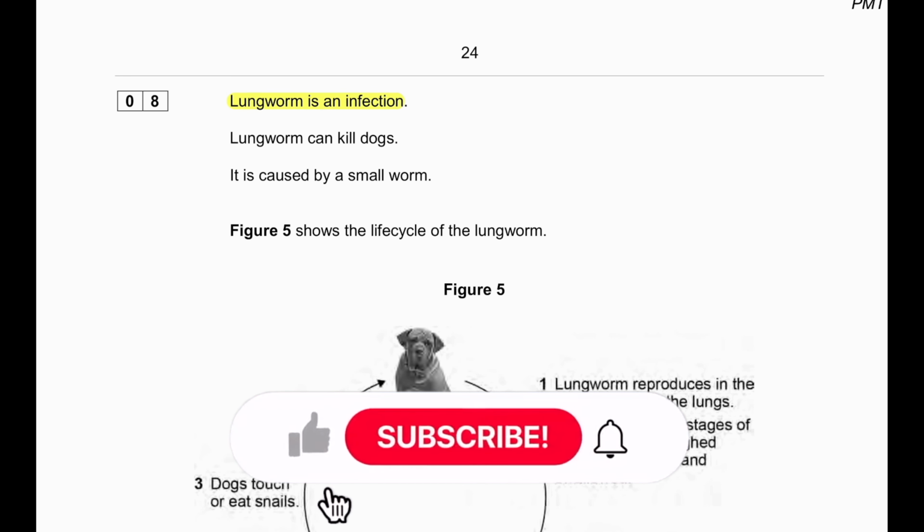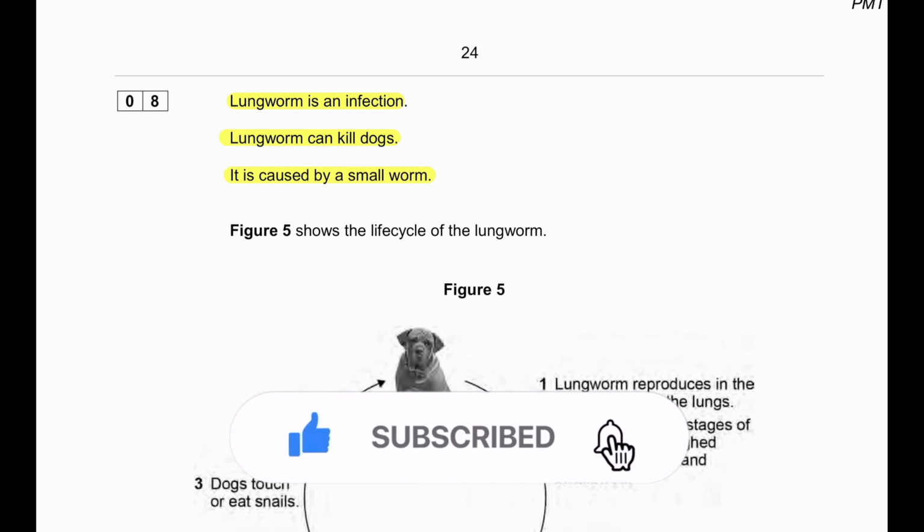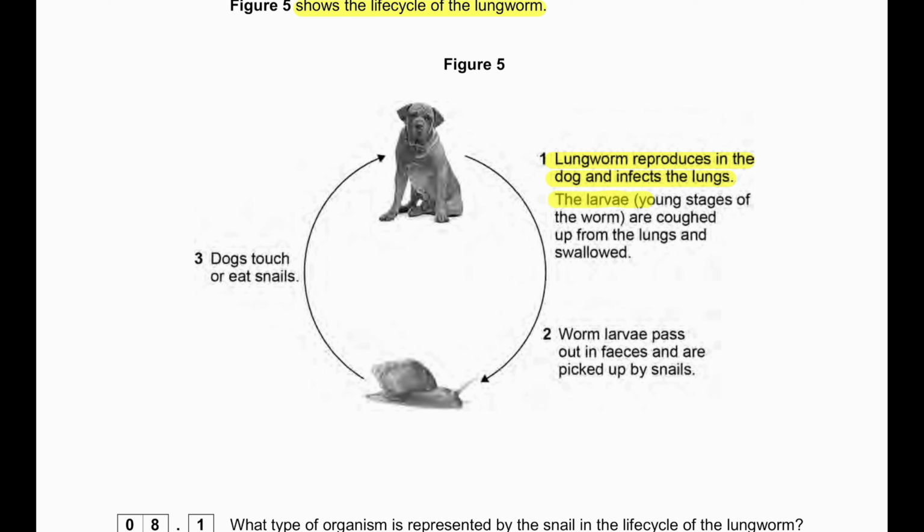Lungworm is an infection. Lungworm can kill dogs. It is caused by a small worm. Figure 5 shows the cycle of the lungworm. Lungworm reproduces in the dog and infects the lungs. The larvae, young stages of the worm, are coughed up from the lungs and swallowed. Worm larvae pass out in feces and are picked up by snails. Dogs touch or eat snails, and that's how they get the lungworm.